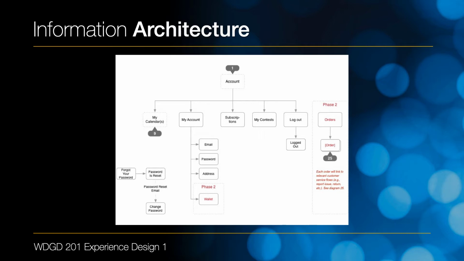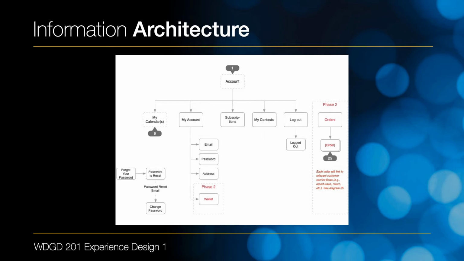You can see that, after you click on account, you get 4 options: my calendars, my account, subscriptions, my contacts, log out. And inside my account, you have a secondary level that has email, password, address.